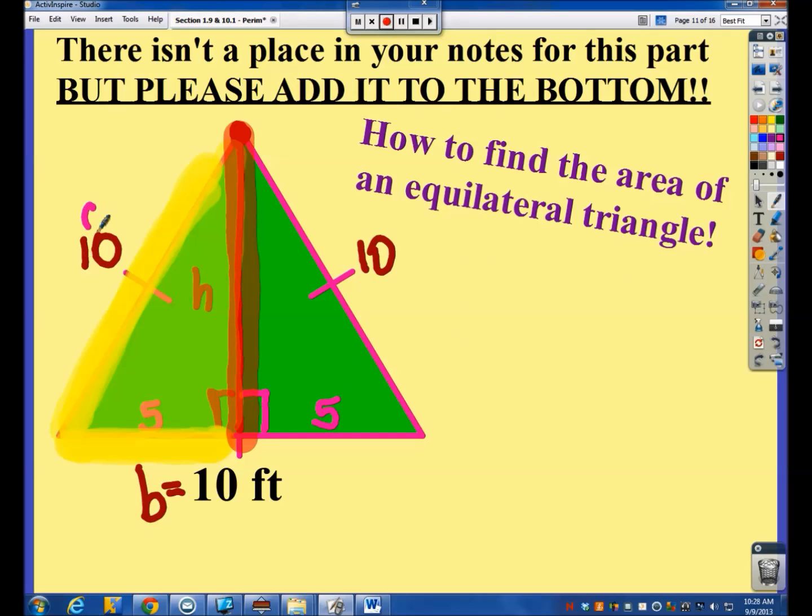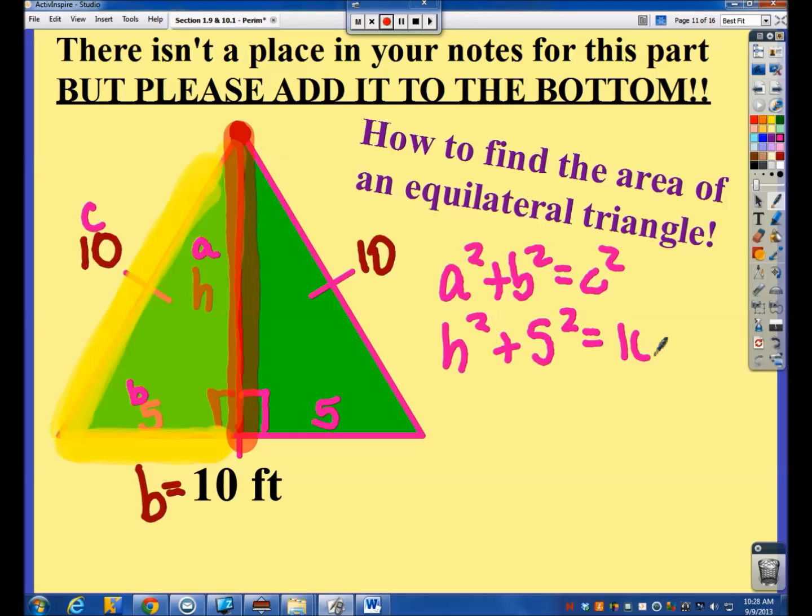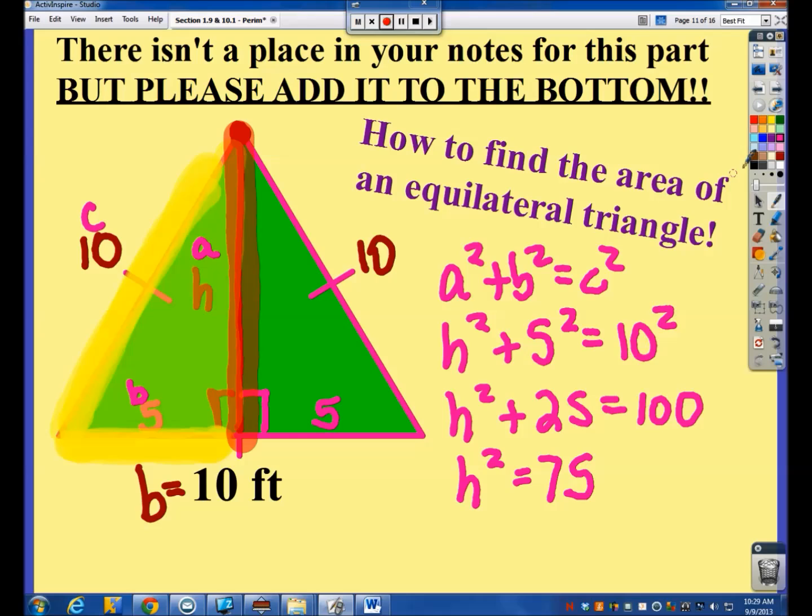Now my C side is going to be my 10 here. I'm going to call the height my A and the 5 my B. So if I do A squared plus B squared equals C squared, A squared would be H squared, B squared would be 5 squared, and C squared would be 10 squared. I have H squared plus 25 equals 100. Subtract the 25 over, and I get 75. To get rid of the square, I'm going to square root both sides.